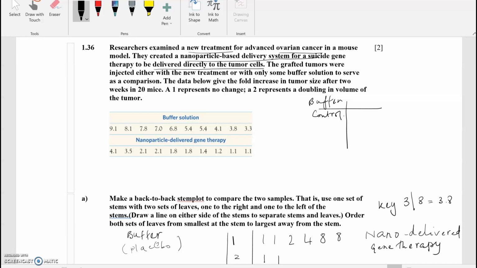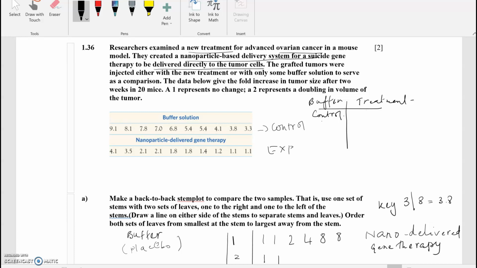And the other is the nanoparticle based delivery system for suicide gene therapy, and it's delivered directly into the tumor cells. So that's the actual treatment. So let's just call that the actual treatment. So we have the control and the experimental group. So this is your control and this is the experiment.